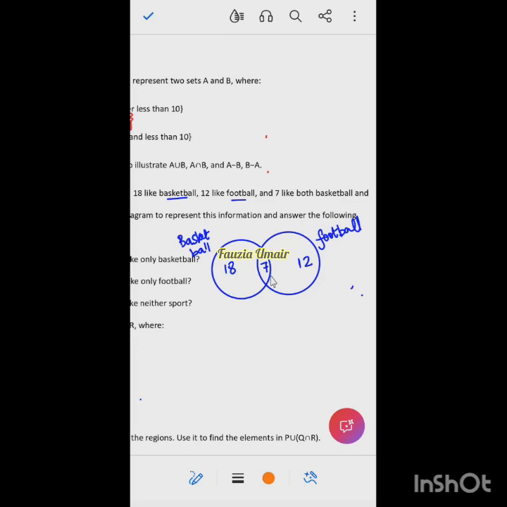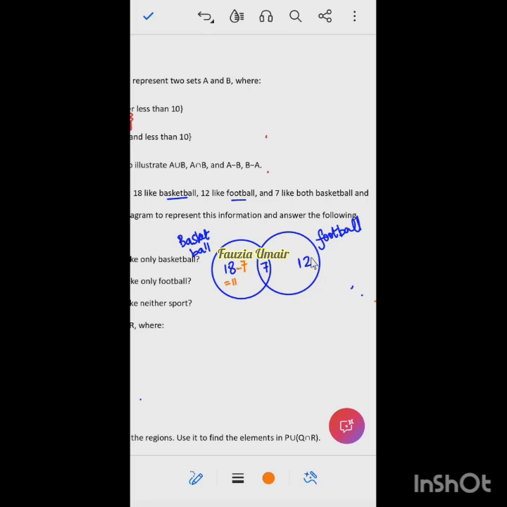Hashim, you were saying something. Ma'am, there will be 11 for basketball and 5 for football. That's right, because the 18 students like basketball, but seven students more like both of the games, right? So we need to minus the seven. The 18 are the total students who will come in this circle, including these seven students who like both the games. So we need to subtract seven to get the students who only like basketball. So there are 11 students who like only basketball.